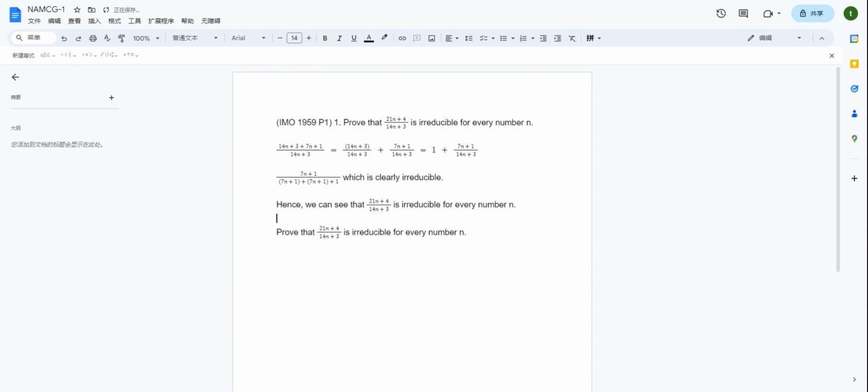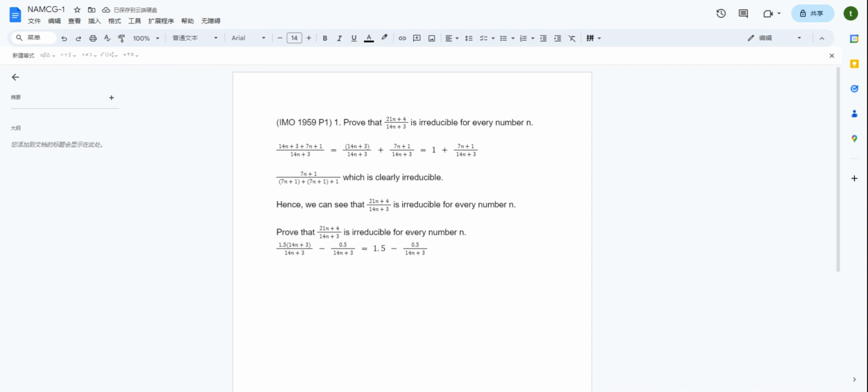So for this problem, we could also separate it in the following form, which is 21n plus 4 over 14n plus 3 equals 1.5, minus 0.5. Oh, sorry, it should be 14n plus 3. I'm so sorry. 0.5 divided by 14n plus 3. So in this case, you will be able to get 1.5 minus 0.5 over 14n plus 3.